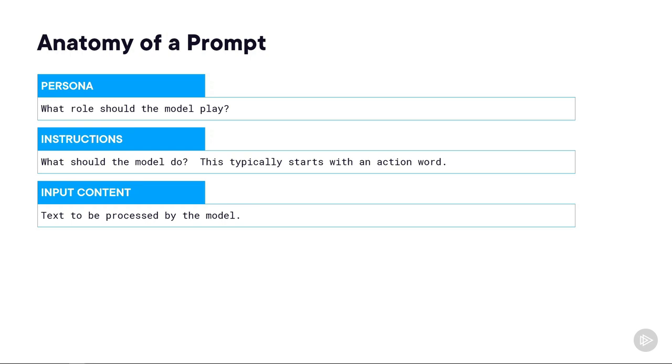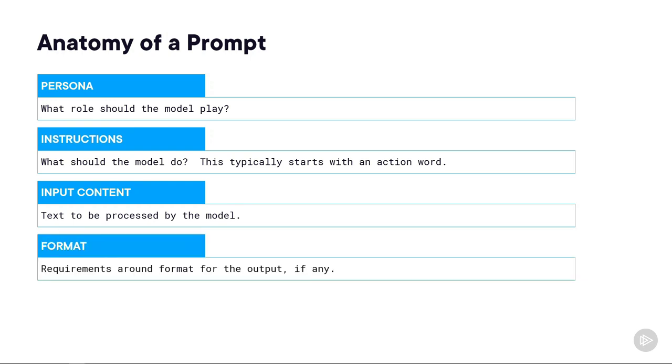Next, we have input content. Depending on the task, this could be a piece of text that you want the model to summarize or a question to answer. It could also be an example of desired input. Format: if you have any requirements around the output format, you can specify those here. For example, maybe you want a bullet point list or a comma-separated list of values, or something in the format of a tweet or a formal report.